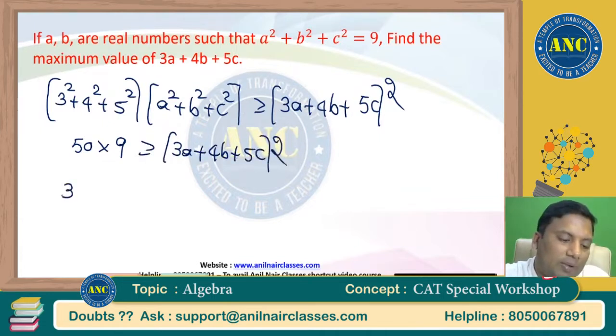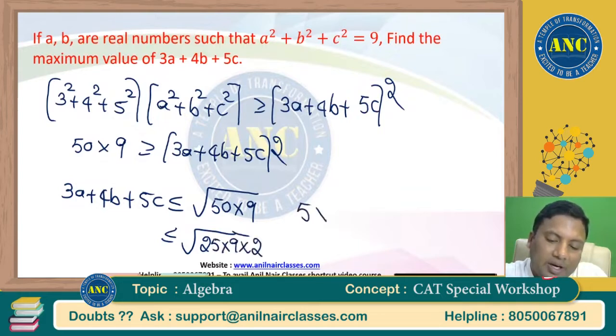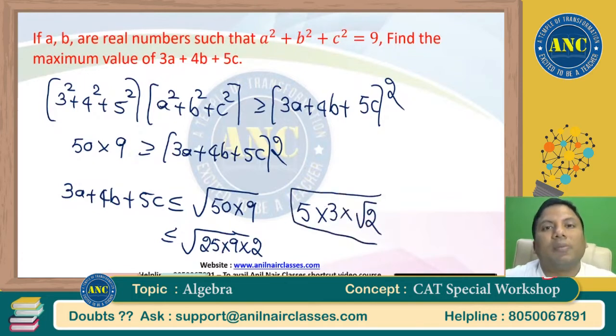So these are nothing but 3A plus 4B plus 5C less than or equivalent to square root of 50 into 9. 50 into 9 is 25 into 9 into 2. Root of 25 is 5. Root of 9 is 3. Again it is root 2. 5 into 3 into root 2. So the maximum value of this expression will be 15 root 2.